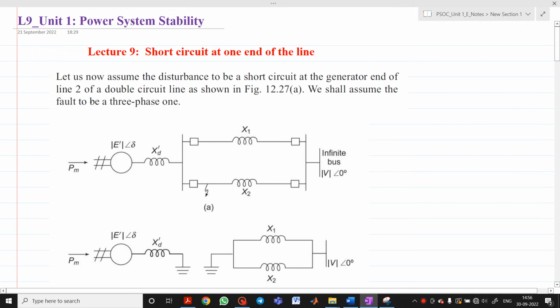In this video lecture, we are going to discuss a topic from power system stability, and the name of the topic is application of equal area criteria in a short circuit at one end of the line.